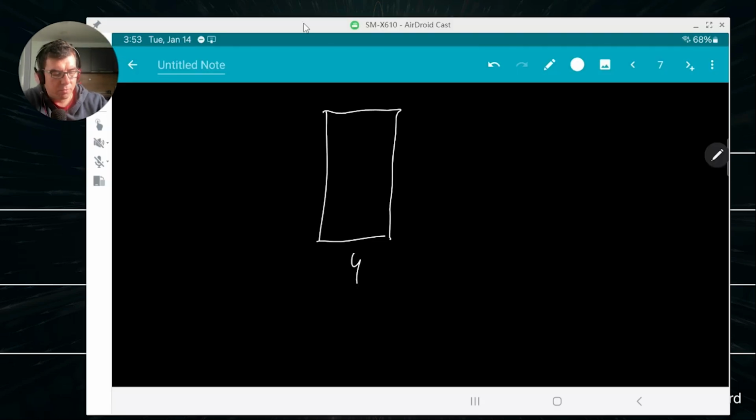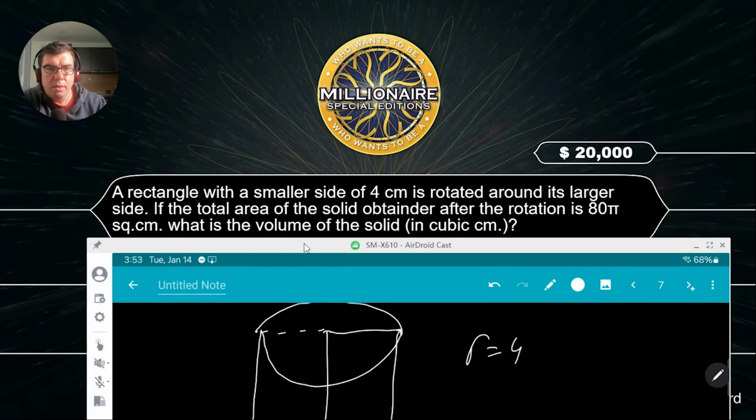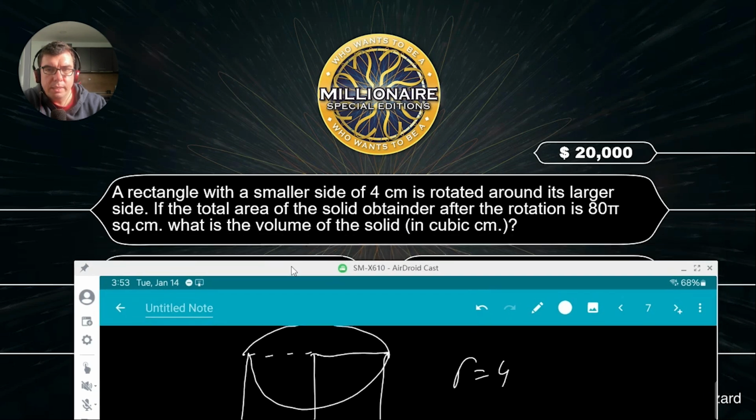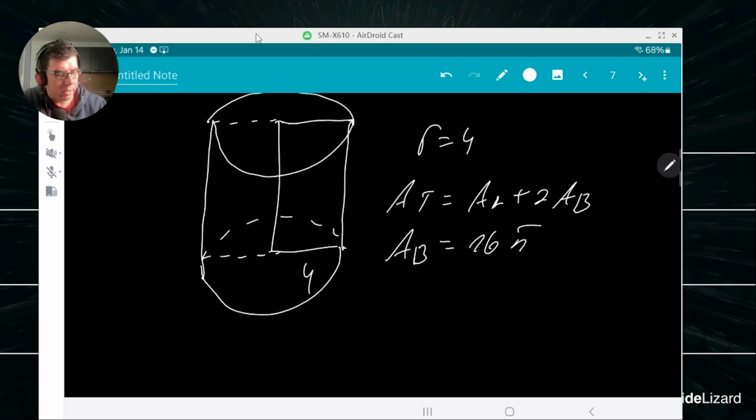The smaller side is 4 and we rotate it around its larger side, and we get a cylinder, okay? R equals 4. And we know that the total area is 80 pi. The total area is the lateral area plus 2 times the area of the base, because the cylinder has 2 bases. And the area of the base will be 16 pi, pi r squared.